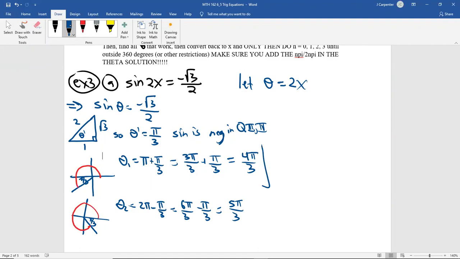Now, some people will stop here. They say, oh, 4 pi over 3 and 5 pi over 3, and that's wrong. First of all, there are no restrictions, so you're forgetting to add the 2n pi. The next student remembers, oh, okay, I've got to remember to add the 2n pi. Remember, I even had this all capitalized. Make sure you add the 2n pi in the theta solution. So that's where these need to go.